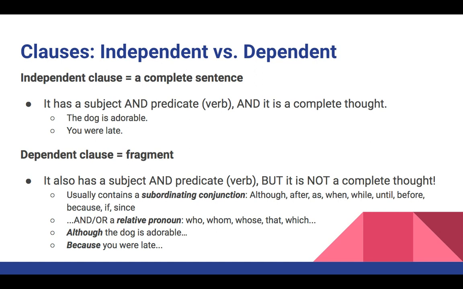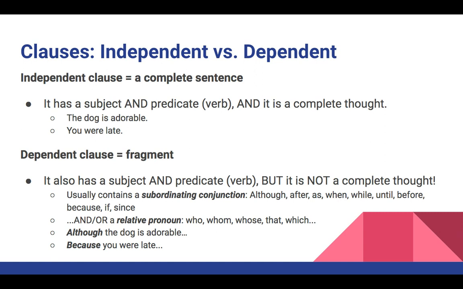Right. Phrases do not have subjects and they do not have verbs. The specific types of phrases that we spoke about, prepositional phrases, start with a preposition. Those are phrases. Clauses are different than phrases because clauses do have a subject and do have a verb. In order for it to be considered a clause, it has to have a subject and a verb, also known as a predicate.